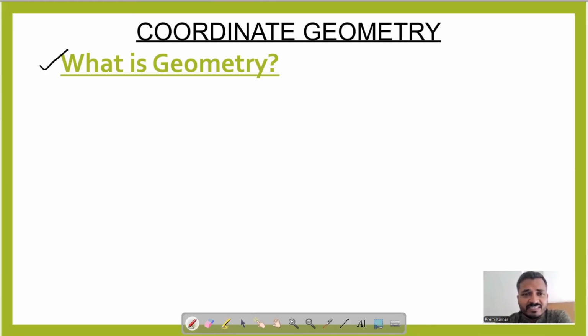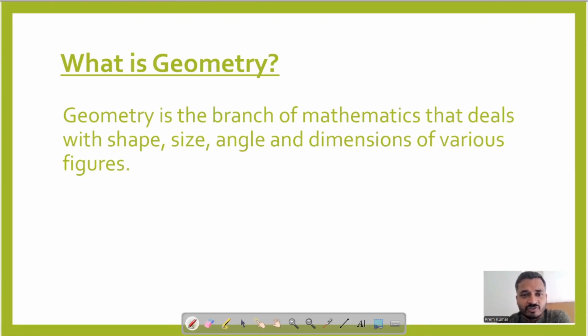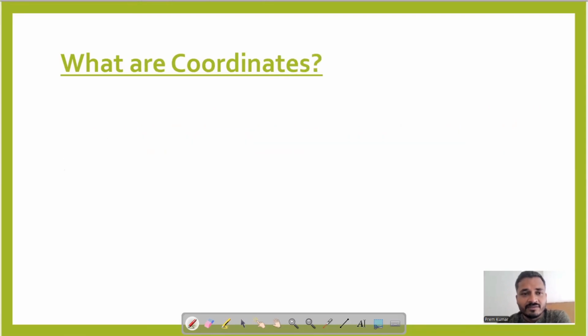So what is geometry? Geometry is basically the study of shape, size, angle and dimensions of various figures. I hope it is clear. See here, geometry is a branch of mathematics that deals with shape, size, angle and dimensions of various figures. Okay, moving ahead. Now what are coordinates?